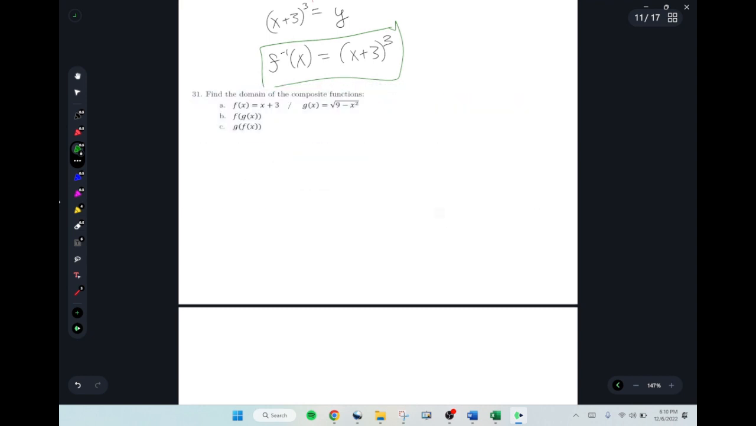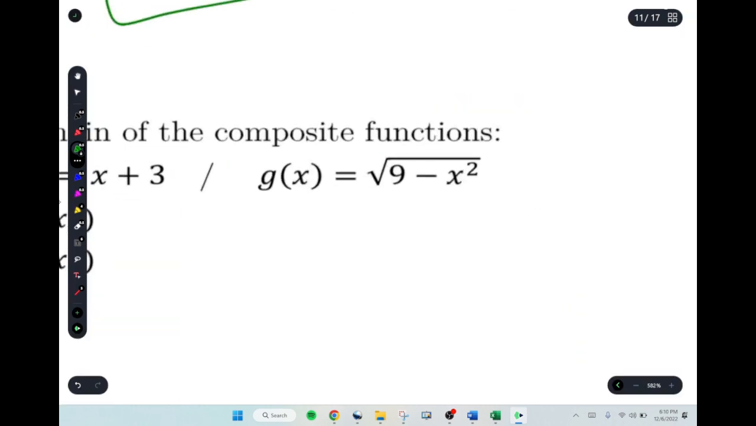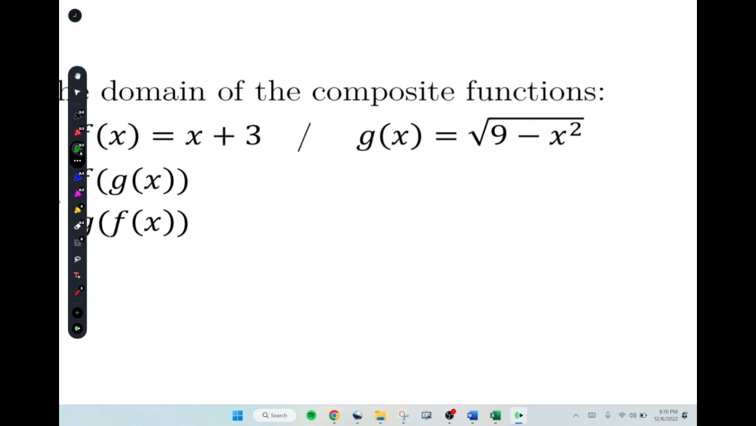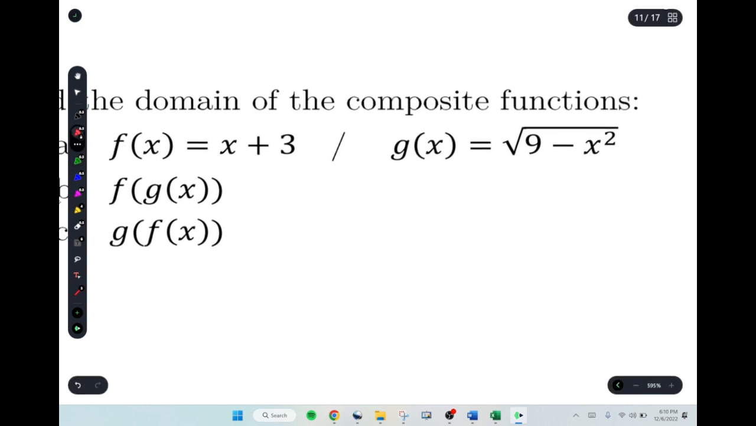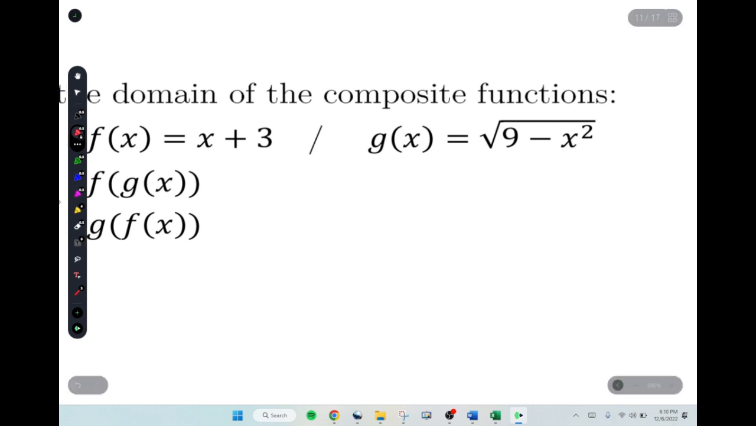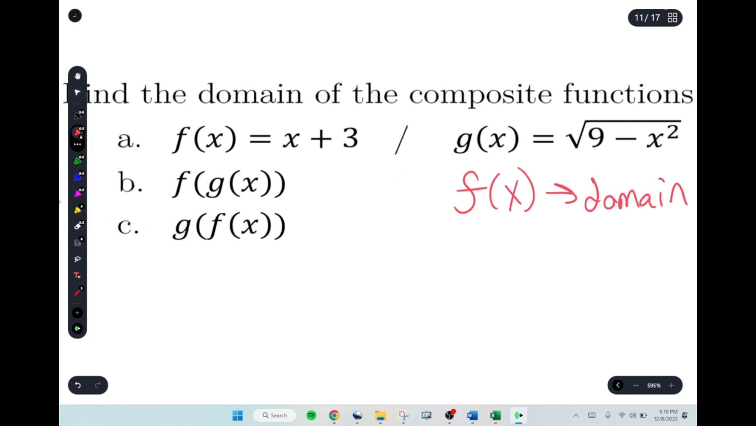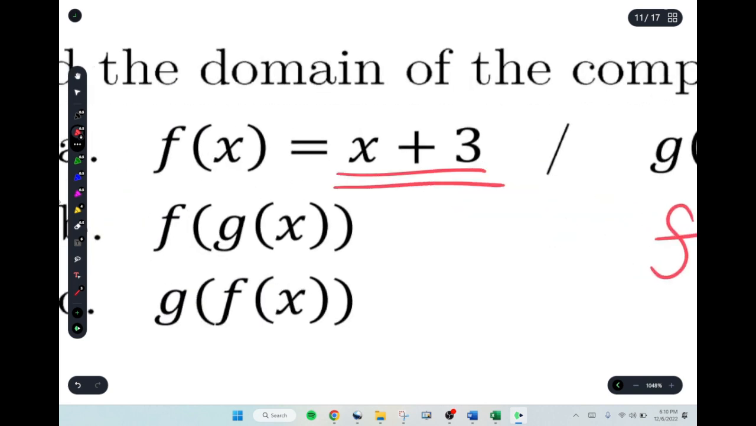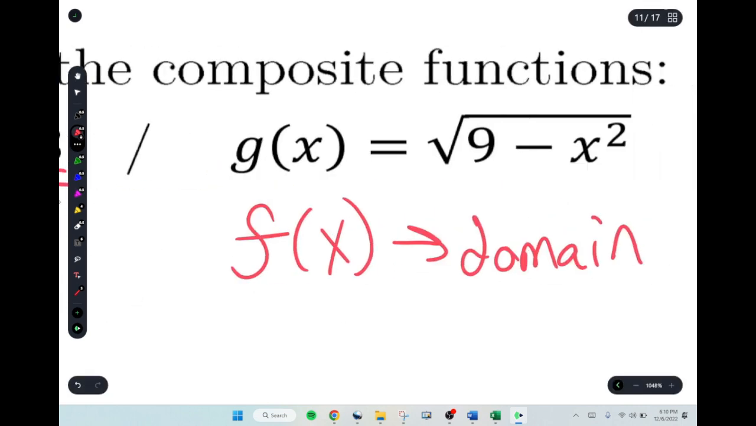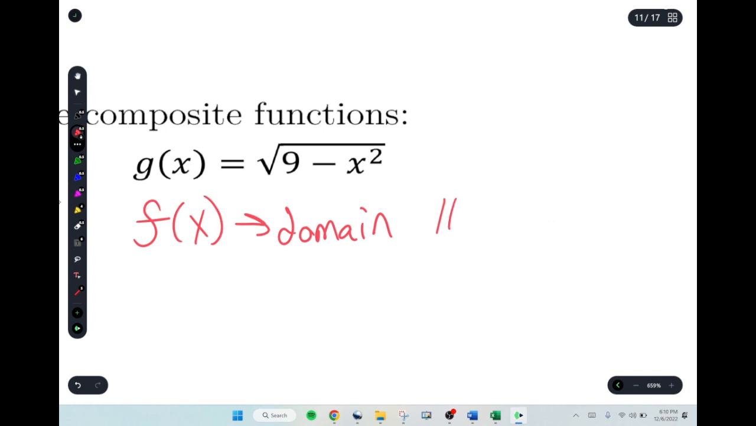But let's do a normal one. Let's pretend it's a normal domain just in case you see a normal domain, and then we'll pretend it's a composite. So let's pretend this is just 2 separate problems. What is the domain of f of x, unrelated to anything? Is there anything bad there? No. Any real number. So we call it all real numbers.